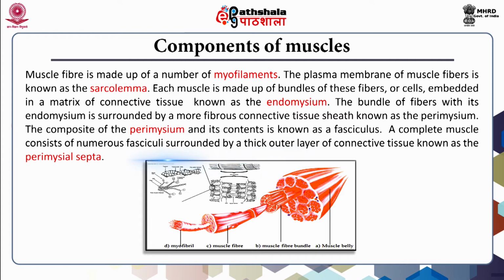as endomysium. The bundles of fibers with its endomysium is surrounded by a more fibrous connective tissue sheath known as perimysium. The composite of perimysium and its contents is known as a fasciculus. A complete muscle consists of numerous fasciculi surrounded by a thick outer layer of connective tissue known as perimysial septa.